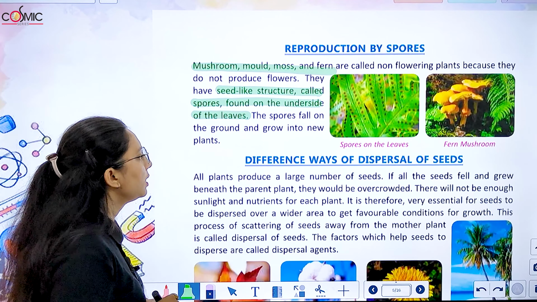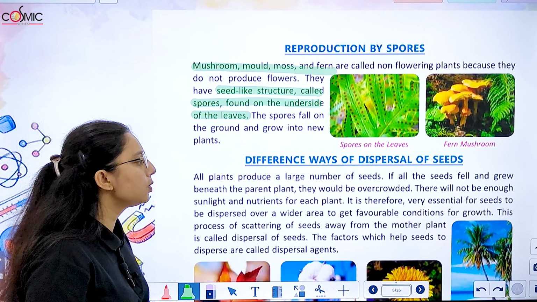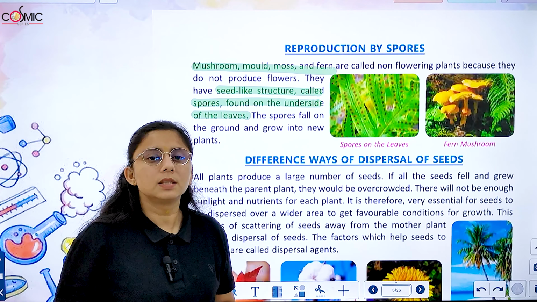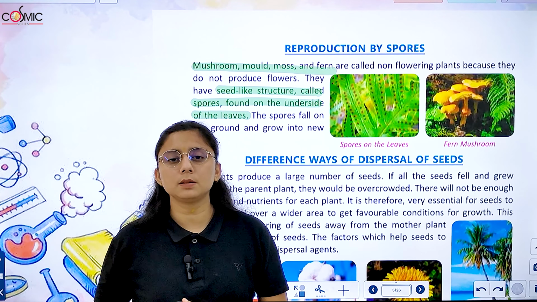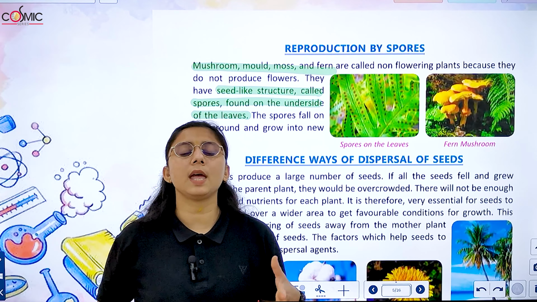ये किसमें grow कर जाती है? नए plant. Now different ways of dispersion of seeds. Seeds can be dispersed in many ways: by air, through water, or by animals, who eat food from one place and throw the seeds to another place. This is also known as dispersion of seeds.